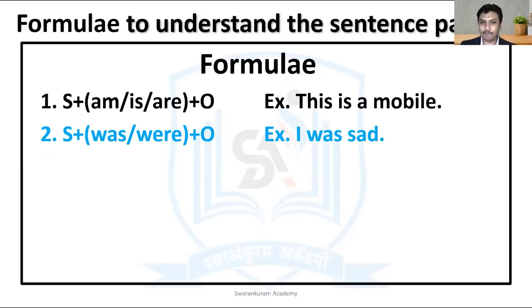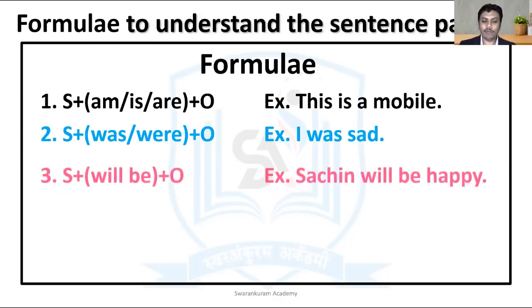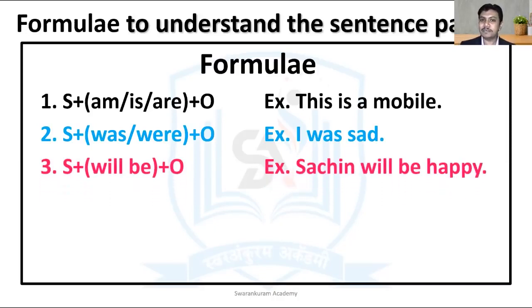I was sad. There may be any reason, I was sad yesterday. I was not happy. Now, instead of am, is, are, if I'm using was, were, it will indicate the state of the subject in past. Next thing, will be. Now, was, were is replaced by will be and it becomes a state of the subject in future. Sachin will be happy. I'm talking about the state of the subject in future.